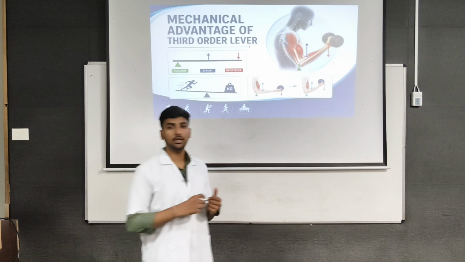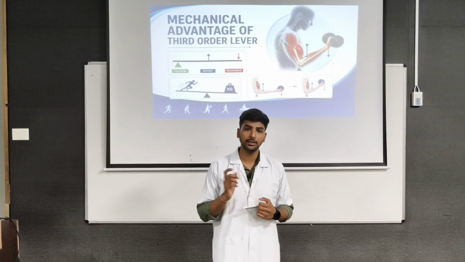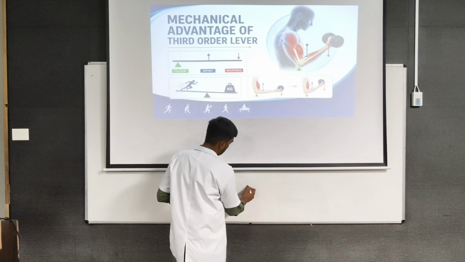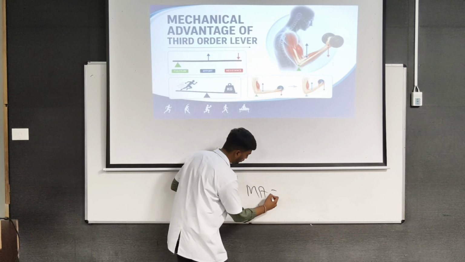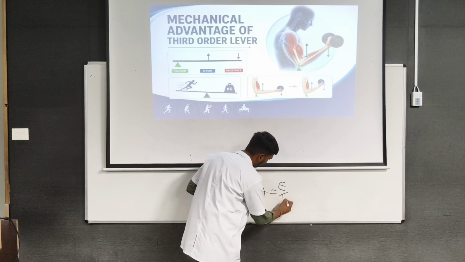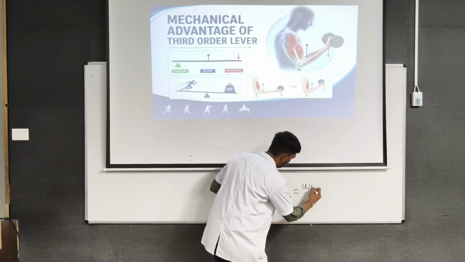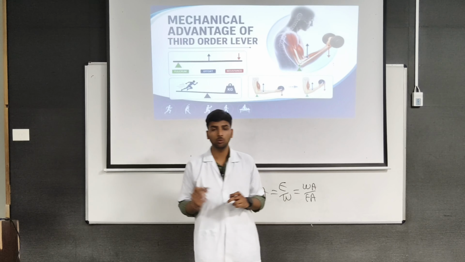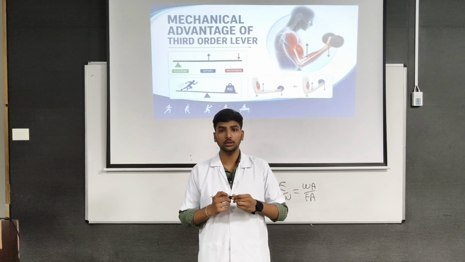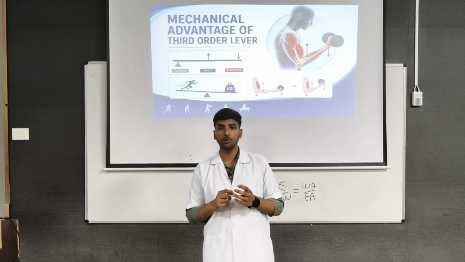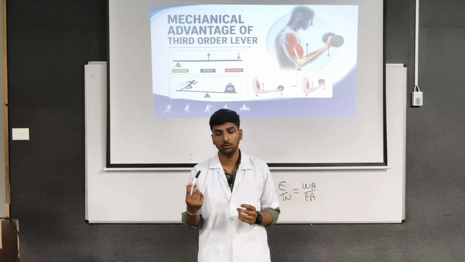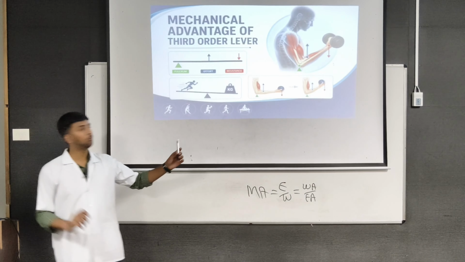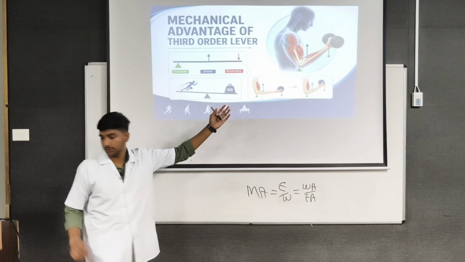Now let's see what is the mechanical advantage. So mechanical advantage is the ratio of output force and input force. So mechanical advantage equals effort arm divided by weight arm. So in simple words, the mechanical advantage tells us how much load is required for the lever. So here you can see that more effort is needed towards the resistance.